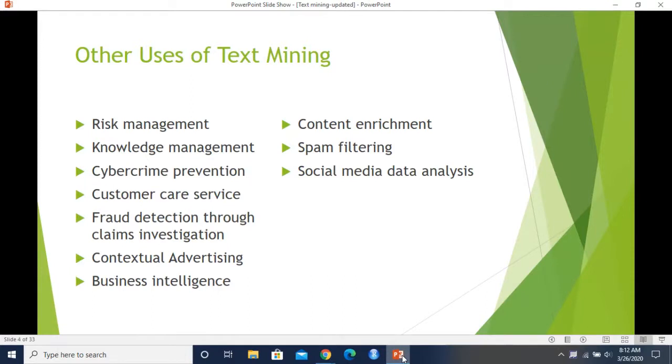Lastly, social media data analysis. Today, social media is one of the most prolific sources of unstructured data. Organizations have taken notice. Social media is increasingly being recognized as a valuable source of market and customer intelligence, and companies are using it to analyze or predict customer needs and understand the perception of their brand.